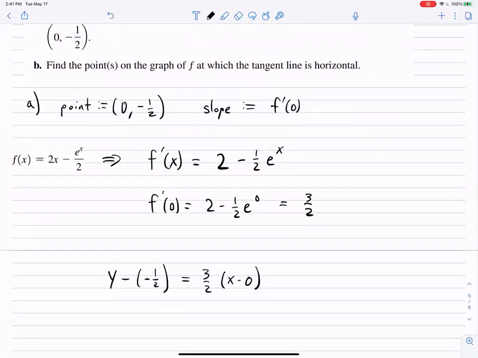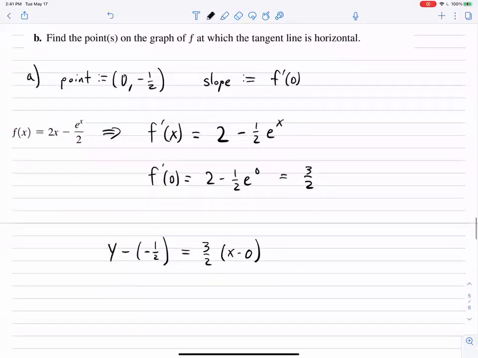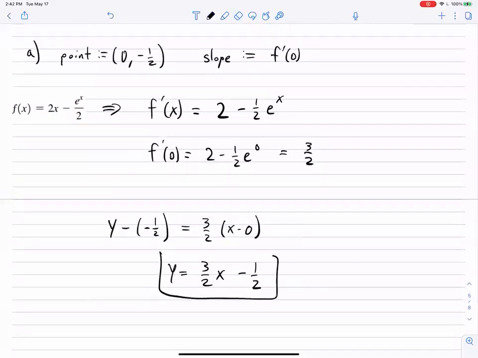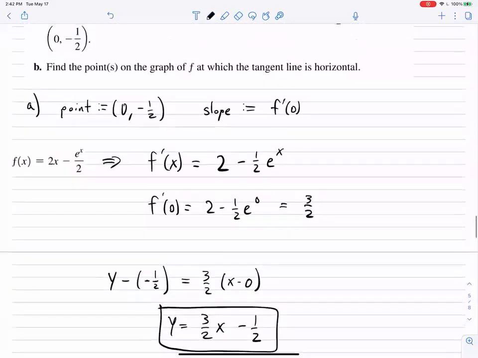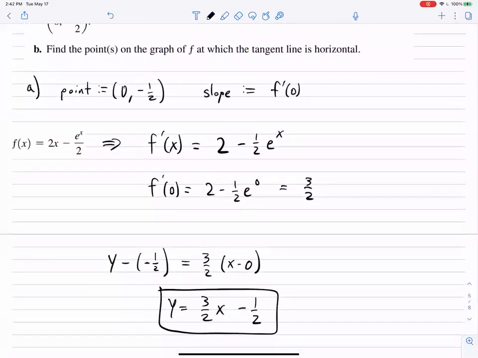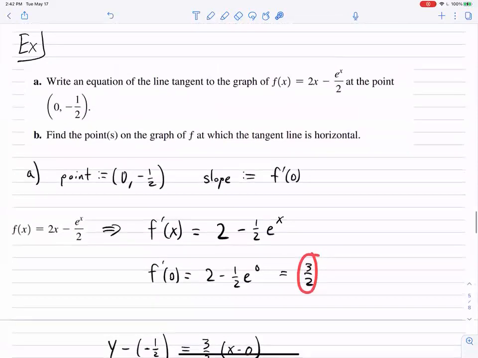And so that means our equation of our tangent line is y equals 3/2 x. And then if I subtract, I get minus 1/2. And so that's the equation of our tangent line at the point 0, negative 1/2. Because if you plug in 0 into this function, you get negative 1/2, and it has the same slope as our function at that value.